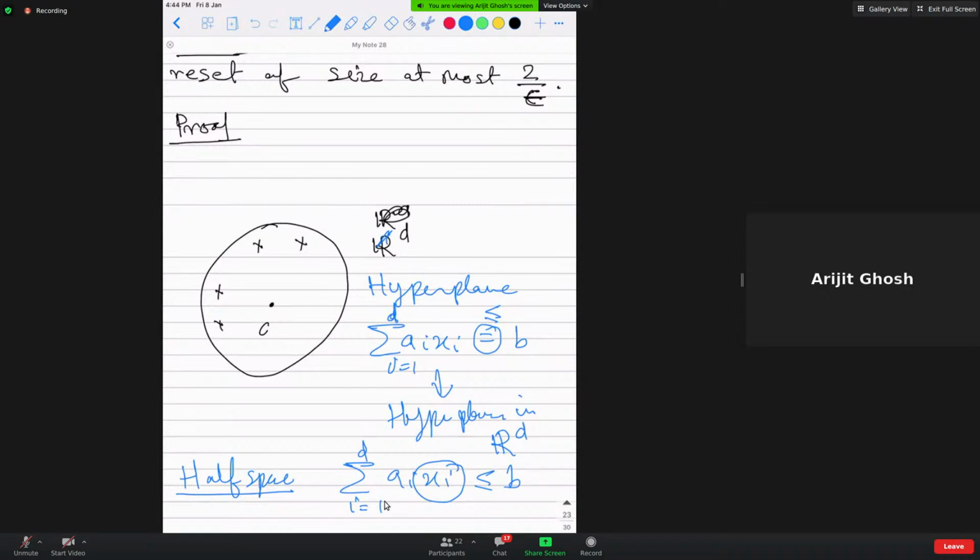So the one technical thing that we need is: you consider any half space that contains the center C of the minimum enclosing ball for your point set P. Then there will be a point in P that is contained in that same half space but lies on the boundary of the ball.